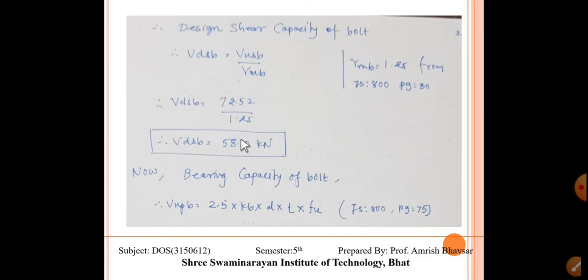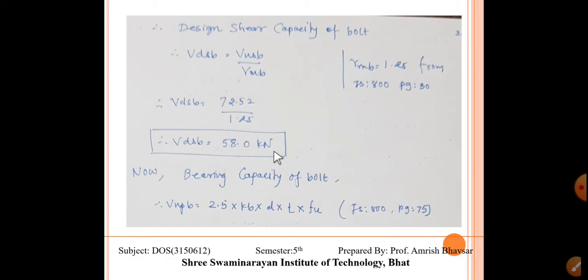Now our goal is finding out the design shear capacity of the bolt. We have the equation for that: design shear capacity of bolt Vdsb is equal to Vnsb upon gamma mb. We have found Vnsb, but what is gamma mb? It is given on page number 30 in IS 800. That value is gamma mb equal to 1.25. So what we get is Vdsb equal to 72.52 divided by 1.25. That's why Vdsb is equal to 58 kilonewton.